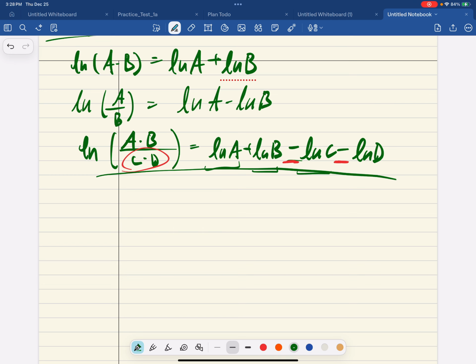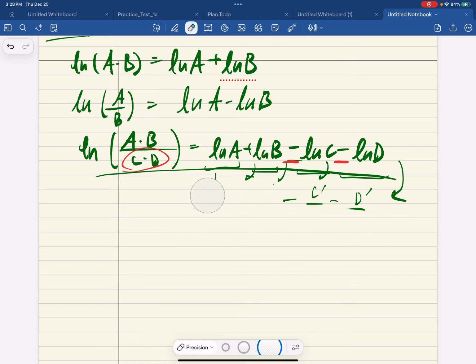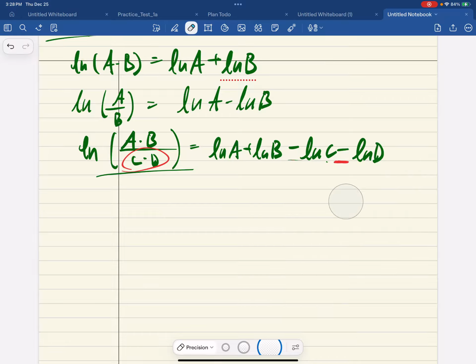And now it's just an addition rule. So what you will do is a prime over a plus b prime over b minus c prime over c minus d prime over d. Basically applying the ln rule to each of them to derive it, but it's a lot simpler because it's cleaner, because you just do one rule for each, instead of having to mix them up and use chain rule, product rule, power rule for each component.